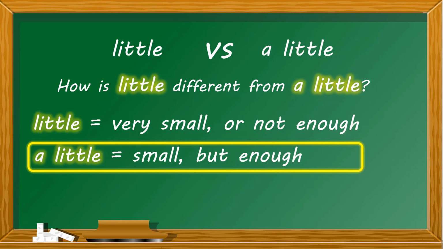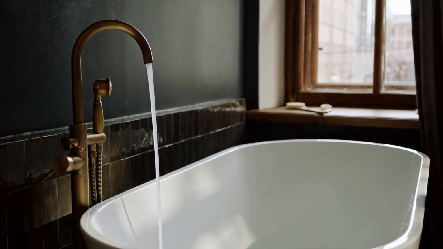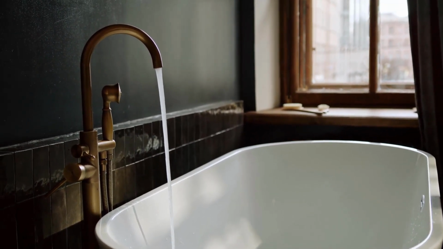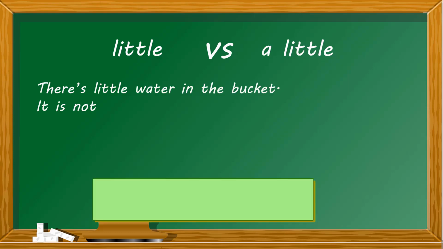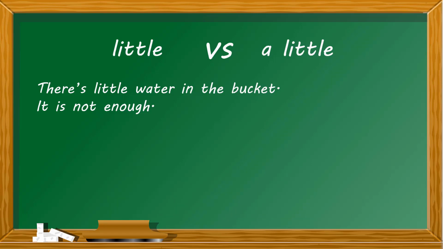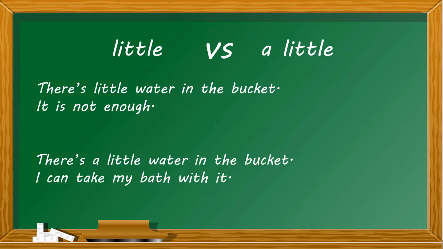So, for example, if you want to take your bath, but the amount of water you have is not enough, you can use little to describe the water. There's little water in the bucket. It is not enough. On the other hand, if you want to take your bath and the amount of water is small, but still enough to take your bath with, you can use a little to describe the water. So you'd say, there is a little water in the bucket. I can take my bath with it.